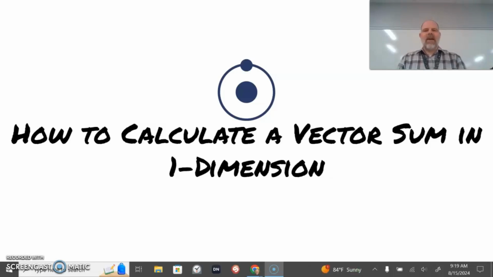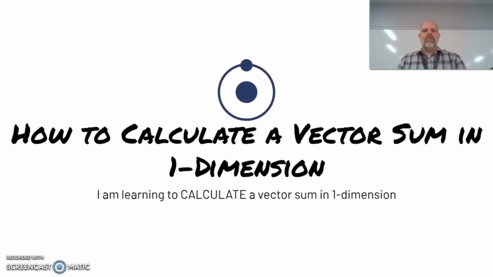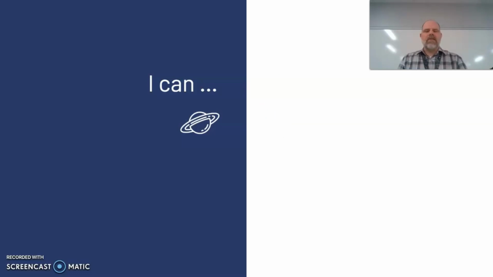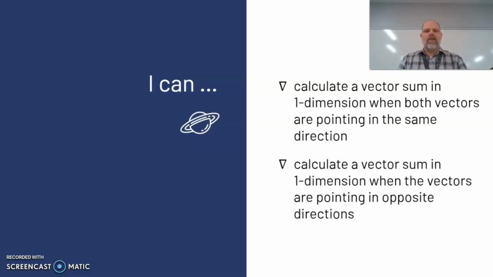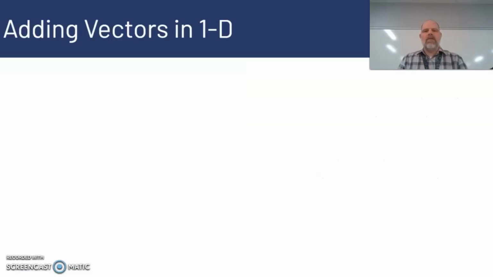This is a video lesson for how to calculate a vector sum in one dimension. The learning target for this lesson is, I am learning to calculate a vector sum in one dimension. The success criteria for this lesson are, I can calculate a vector sum in one dimension when both vectors are pointing in the same direction, and I can calculate a vector sum in one dimension when the vectors are pointing in opposite directions.